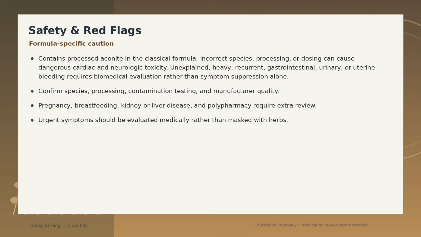Safety summary. The classical formula contains processed aconite. Incorrect species, processing, or dosing can cause dangerous cardiac and neurologic toxicity. Unexplained, heavy, recurrent, gastrointestinal, urinary, or uterine bleeding requires biomedical evaluation rather than symptom suppression alone. Also verify species identity, processing method, contamination testing, and manufacturer quality.